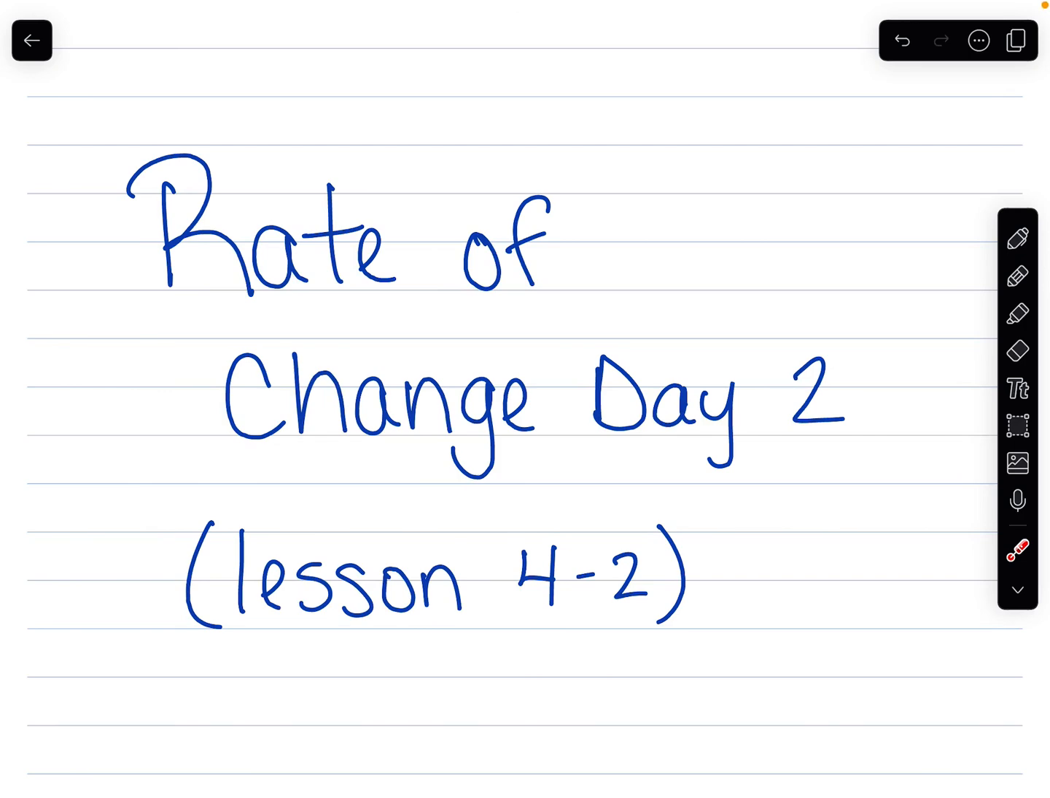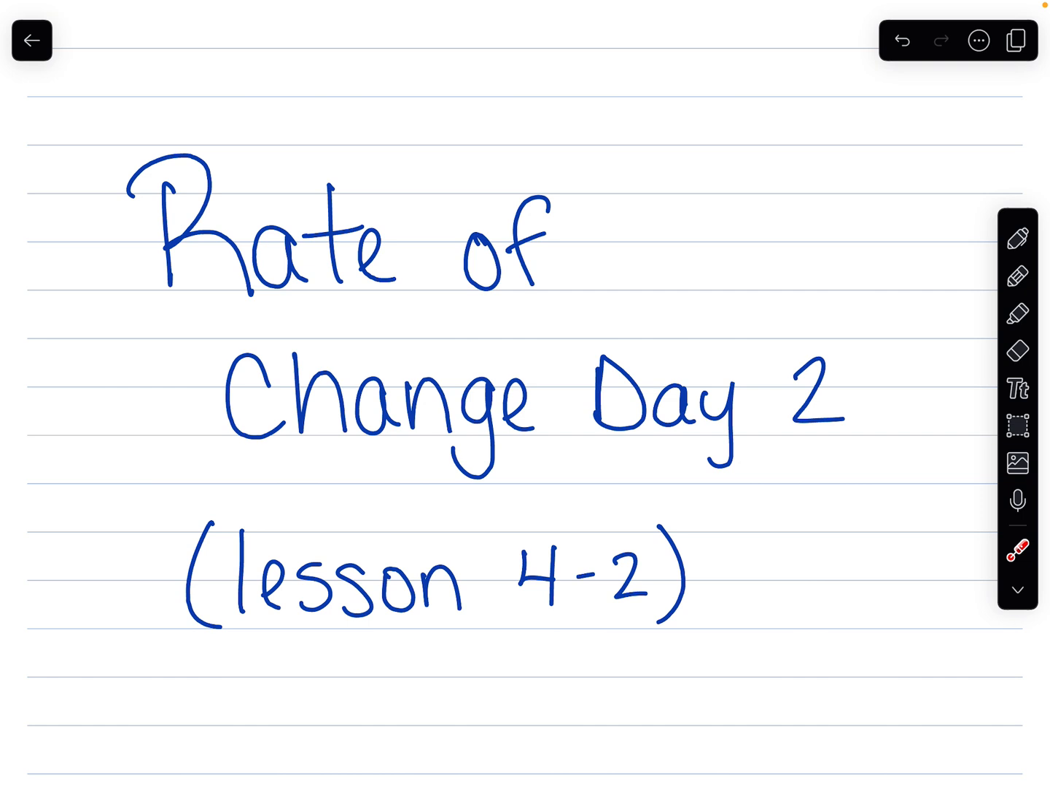All right, today we're going to finish rate of change. Yesterday we talked about how to find rate of change looking at a table of values or a graph. When we had a table of values, remember we found the change in y over change in x. How did we find rate of change for a graph? Rise over run, okay?